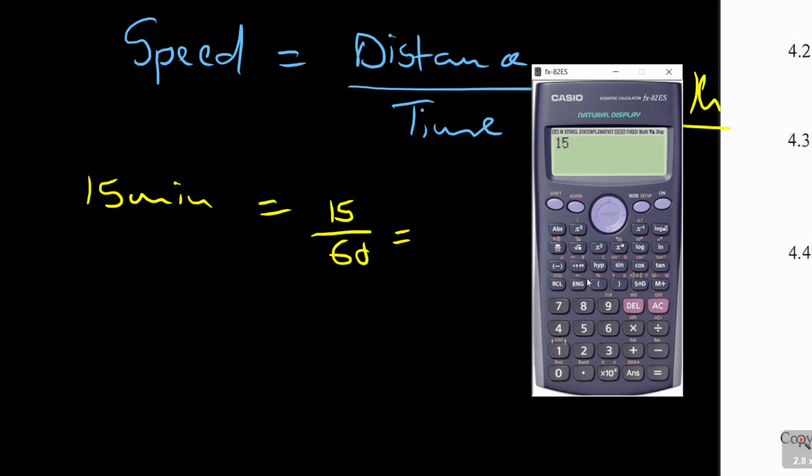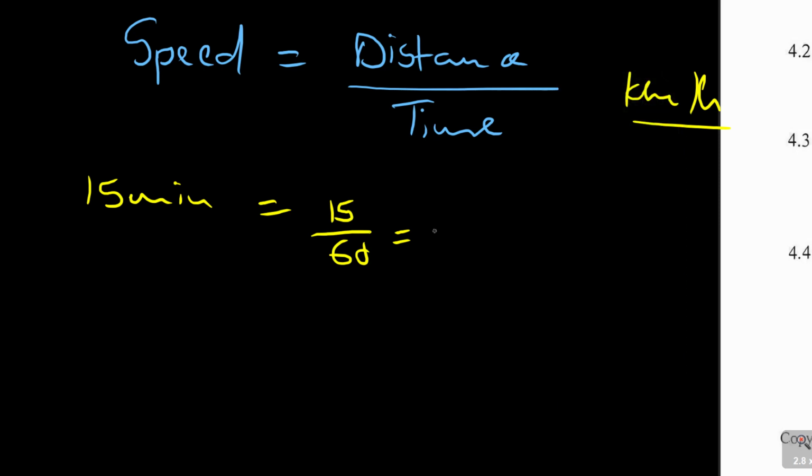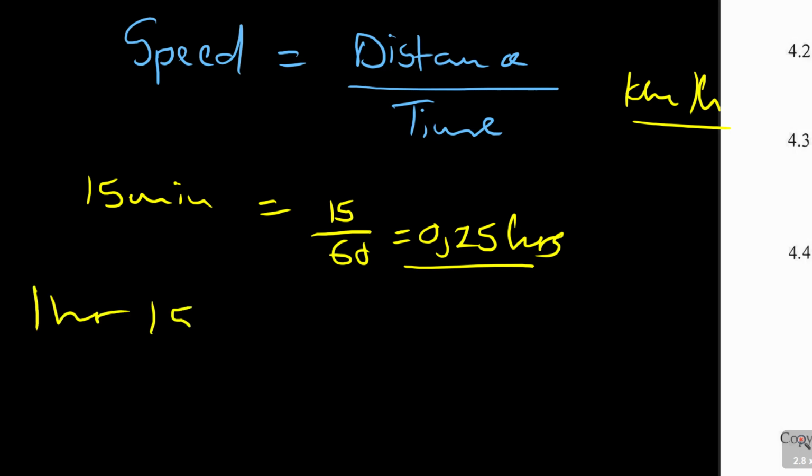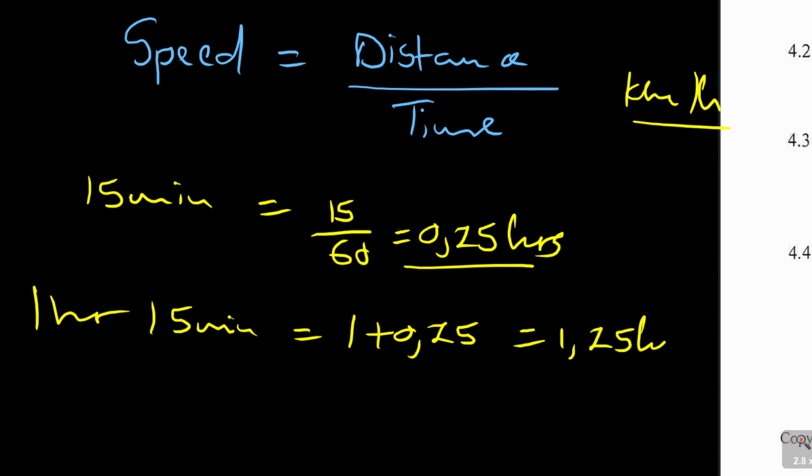15 divided by 60, or 15 over 60, is equal to, press SD, 0.25. This is 0.25 hours. Do you see what I'm doing? Then, which means 1 hour 15 minutes is equal to 1 plus 0.25, which is equal to 1.25 hours. Are you seeing that now? Since I know it's 1.25 hours, I can then continue now and say, what is the speed then?